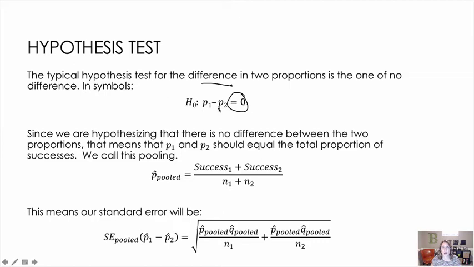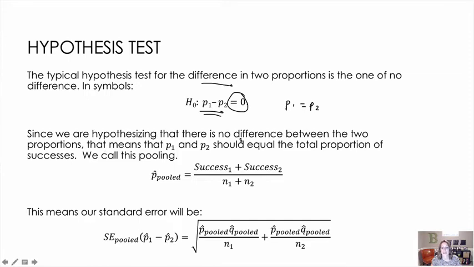Now I do want to point out that I will always write my null and alternative as a difference. You might also see this written as P1 equals P2, so that the two proportions are equal. But for my purposes, or for any of your case studies that you do for me, you're going to want to make sure you write them as differences. And again, equal to 0, because that's what we expect the difference to be.